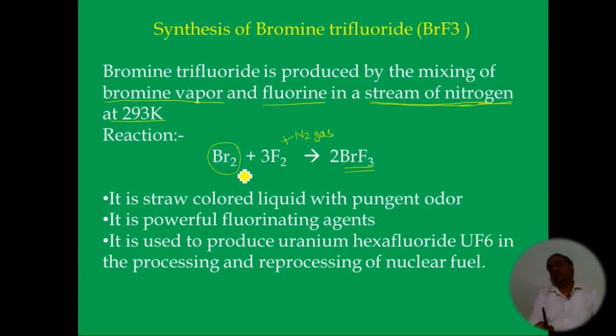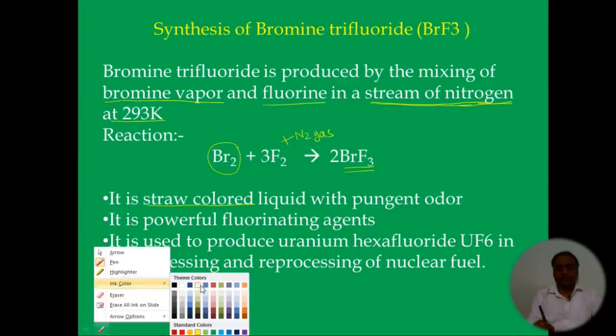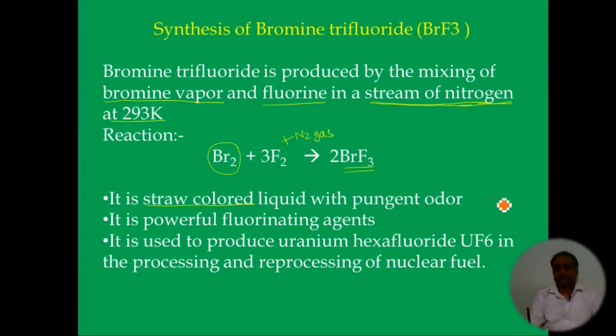Now, what are the properties and uses of bromine trifluoride? Bromine trifluoride is a straw-colored liquid. What is straw color? If I have the color, I will show. This is a yellow brown color. So this is a straw color. So bromine trifluoride is a straw-colored liquid with a pungent odor. Its odor is very pungent, right?